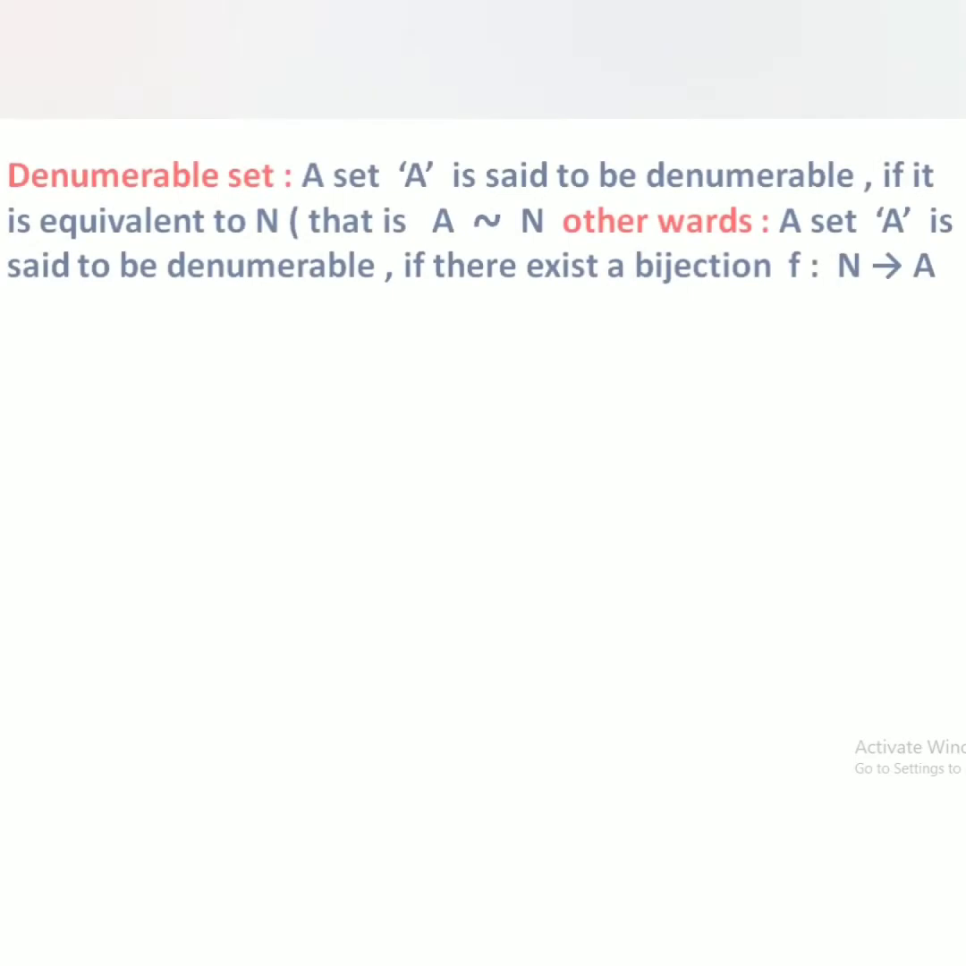Thereafter we can go to the definition of a denumerable set. A set A is said to be denumerable if it is equivalent to N. What is N here? N is the set of natural numbers. That is, A is equivalent to N. In other words, a set A is said to be denumerable if there exists a bijection f from N to A.